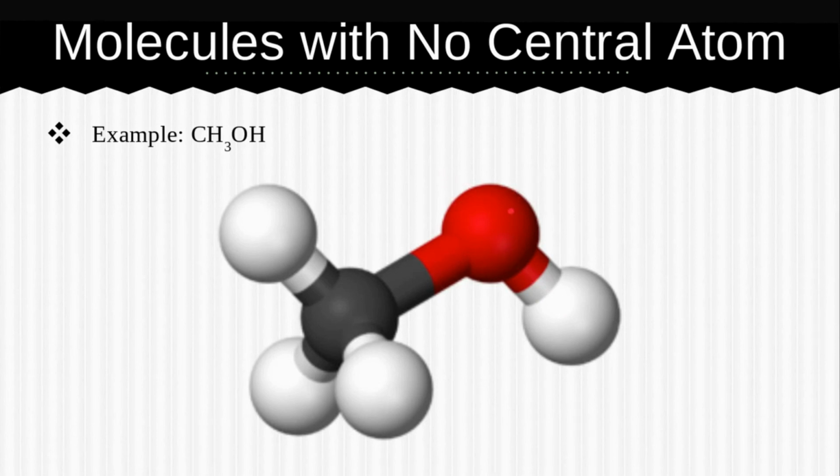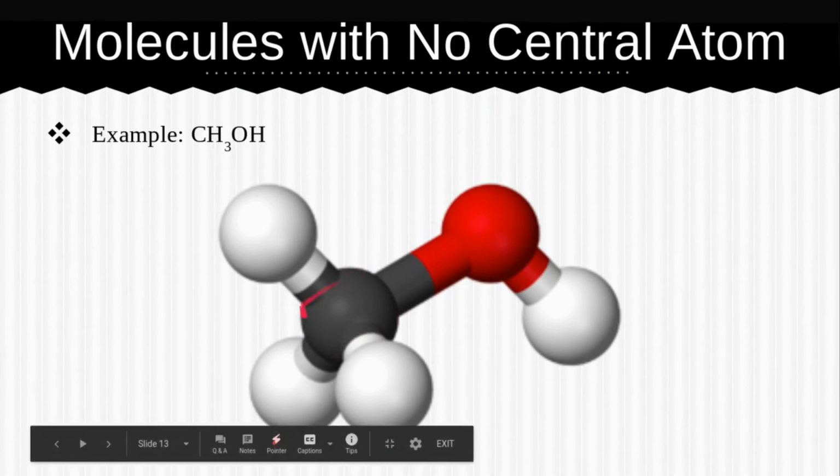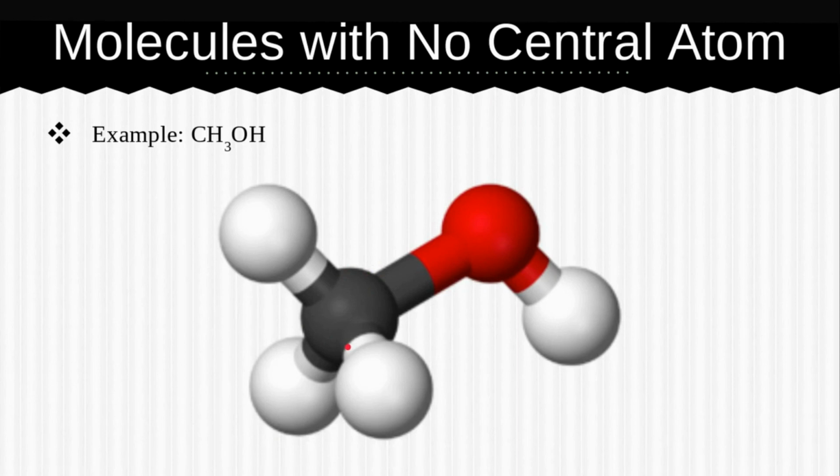So when you run into a molecule with no central atom and you're asked to find the shape, just look at each quote unquote central atom individually and figure out what shape that would be to look at the shape of the overall molecule.